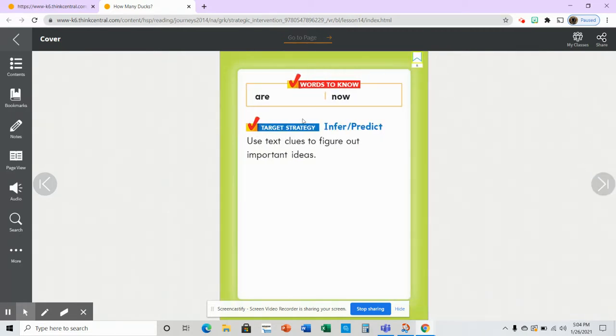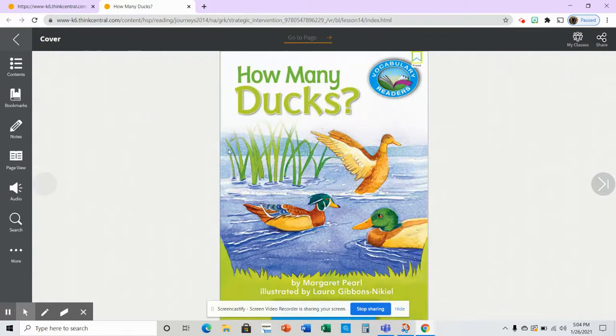Okay, and again, there's our 2 sight words, and you're going to see this when you read it on Think Central. And it says to use the text clues to figure out important details or ideas. We already did that. We were making predictions about what we saw on the picture to what might happen next, especially with this story because there was a pattern in the story. Okay, boys and girls, so I hope you go and read this in Think Central. Again, it's called How Many Ducks? Use those strategies and again, practice your sight words, especially the 2 for this week, are and now.